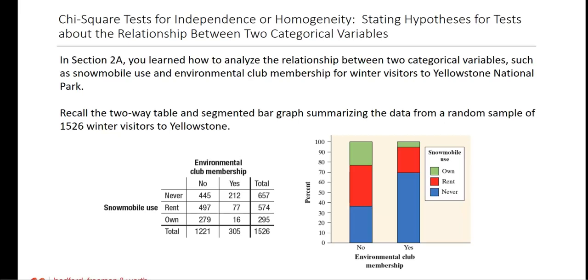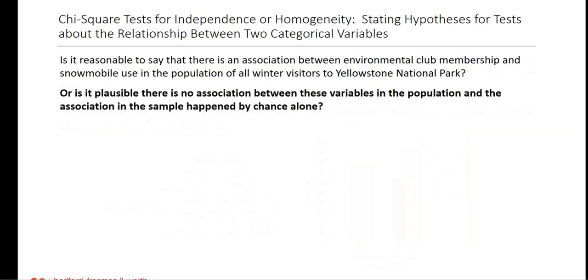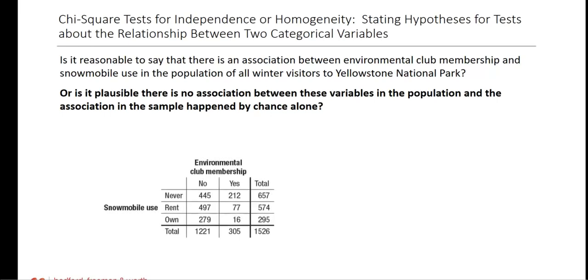And just looking at the bar graph, it seems like if you're a member of the environmental club, you're not going to use or own snowmobiles as much. All that's going to diminish. So I don't think those two events are independent. I do think there's an association between those two events. So the question is, is it plausible there's no association between those variables, and the association in the sample happened by chance alone?